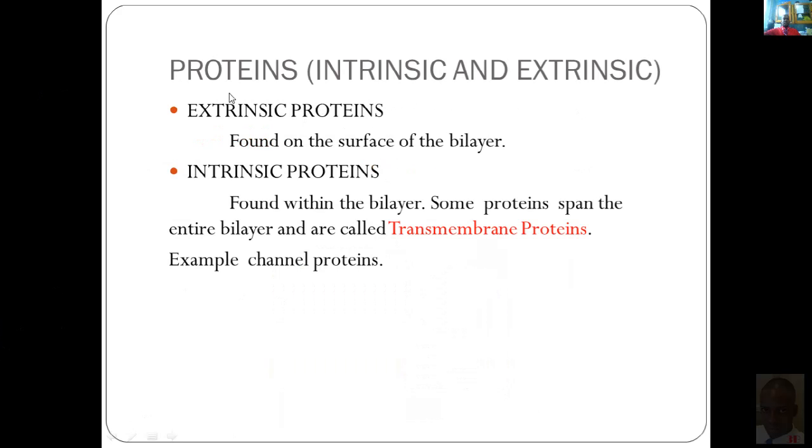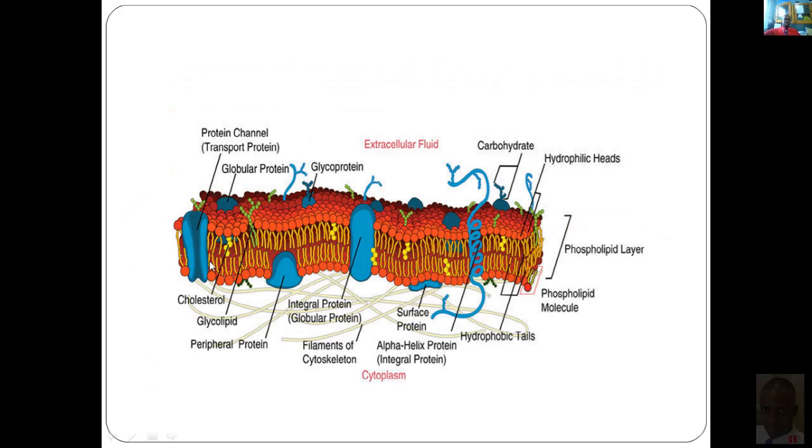So the proteins basically are in two groups. We have intrinsic and we have extrinsic, right? So the extrinsic proteins are those that will be found on the surface of the bilayer. Good. And the intrinsic proteins are those that will be found within the bilayer, right? You have some that are embedded but not going all the way through, and then you have some that span all the way through the membrane, and these we call transmembrane proteins. An example of that is channel proteins.